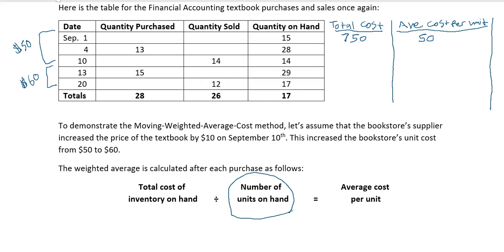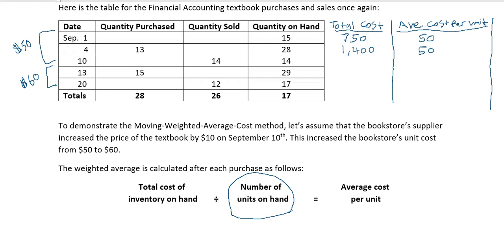The next one, we have 13 more books purchased at the same price. So nothing has changed yet. The only thing that changes is our total cost. It is now 28 times 50. That gives us 1400, and our average cost stays at 50 per book.